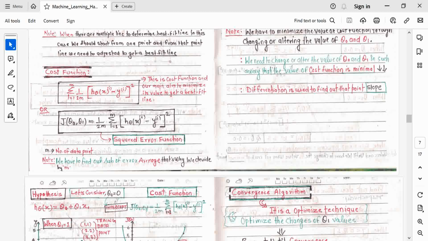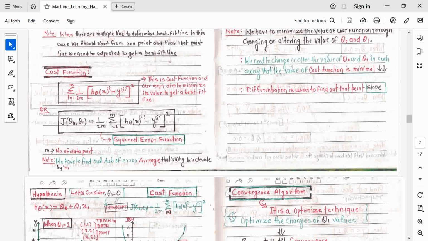Summation from i equal to 1 to m, 1 by 2m, h theta of x to the power i minus y to the power i, whole square. And what does it mean? This is the cost function, and our main aim is to minimize its value to get the best fit line. We can also write this notation as J of theta 0, theta 1 equal to 1 by 2m summation of i equal to 1 to m, h theta of x i minus y i, whole square.